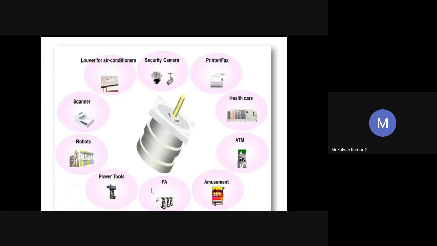So in all these places, we have any number of applications where these motors are used nowadays. What could be the main reason? In almost all the applications which I listed, there is something common. If you identify it, that will be the reason for it.